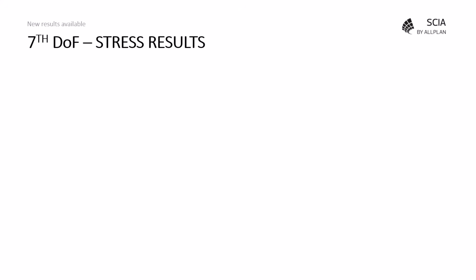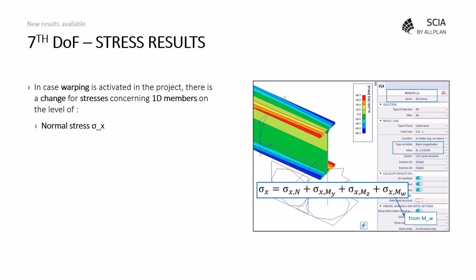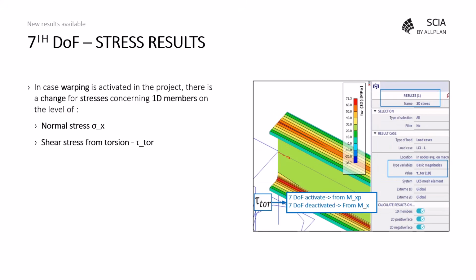As for the stress results, in case warping is activated in the project, there is a change for stresses concerning 1D members on the level of normal stress sigma x. In that case, there is a new component which will be sigma x mw, which will be calculated based on the warping moment mw. And as usual for sigma x, we'll have the three other components related to normal force, moment around y-axis, and moment around the z-axis.